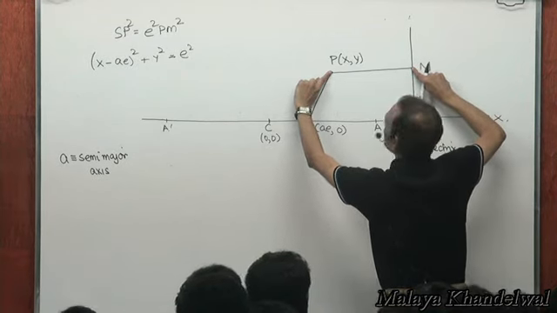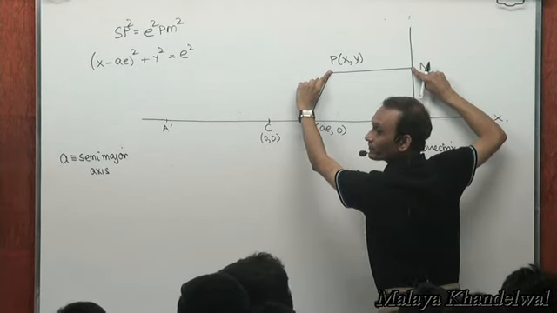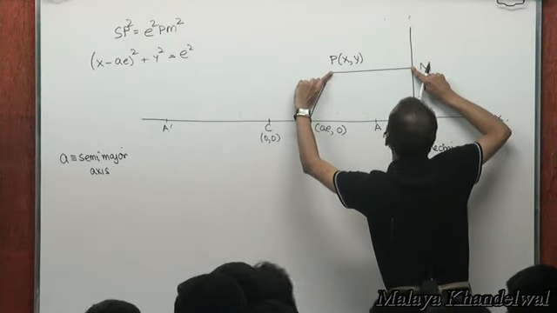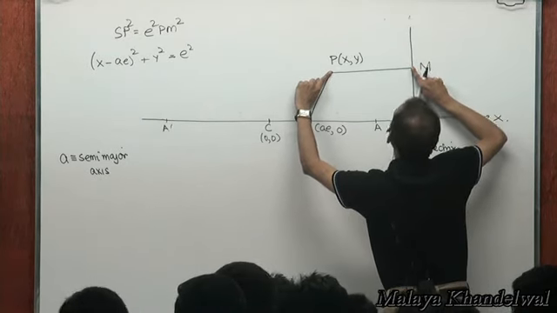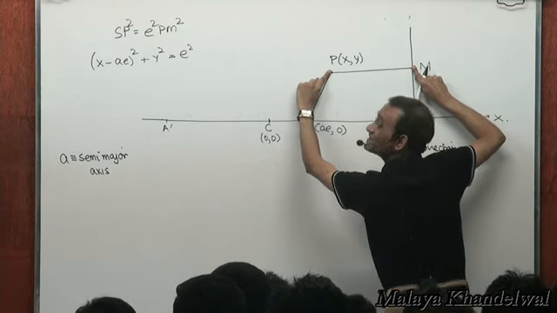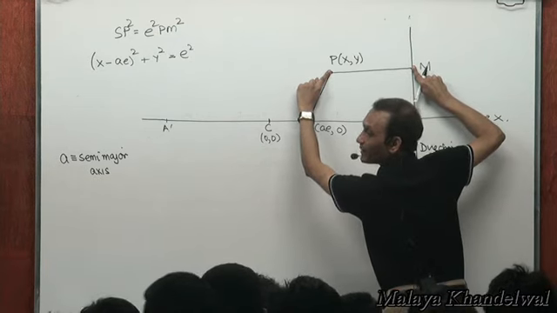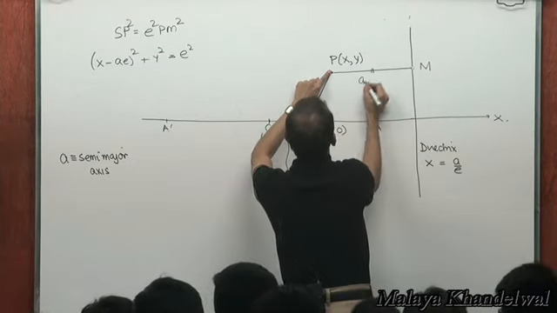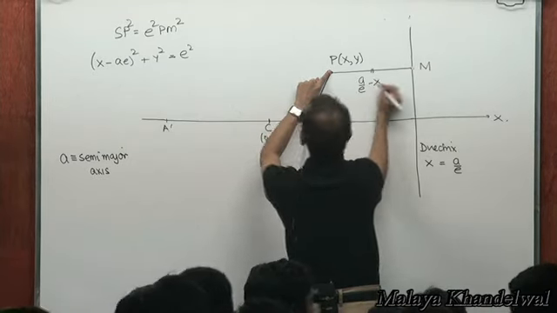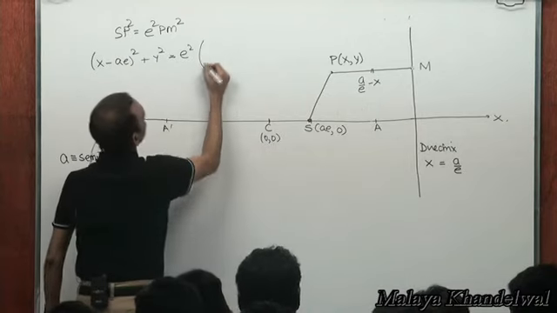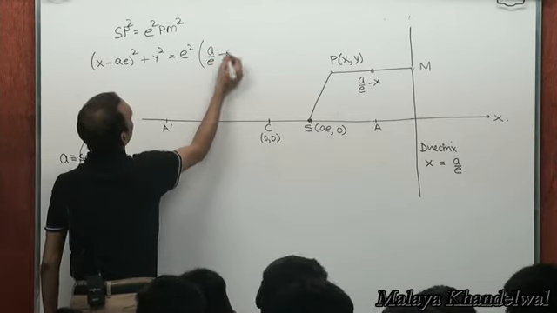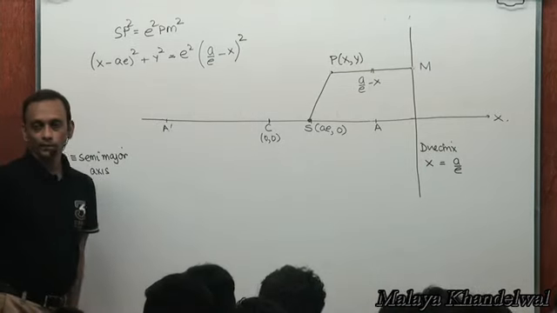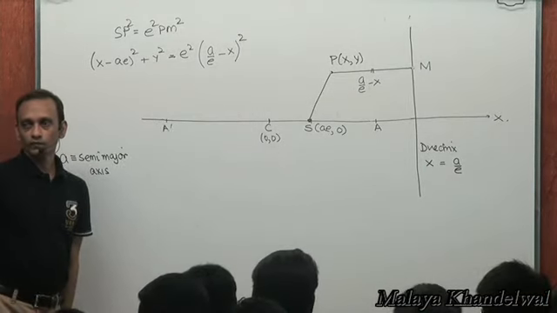See, this point and this point have the same y coordinate, right? The x of this is x, the x of this is a by e. So the difference between the x of M and x of P is a by e minus x. This length is a by e minus x. So e squared into a by e minus x whole square. Right?